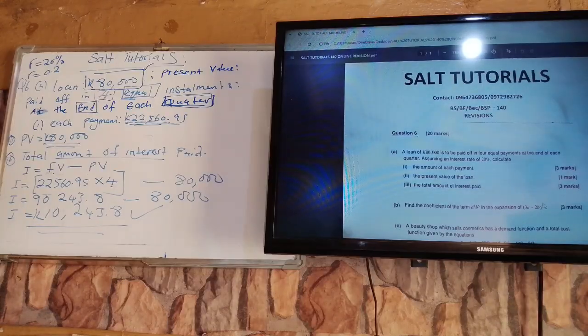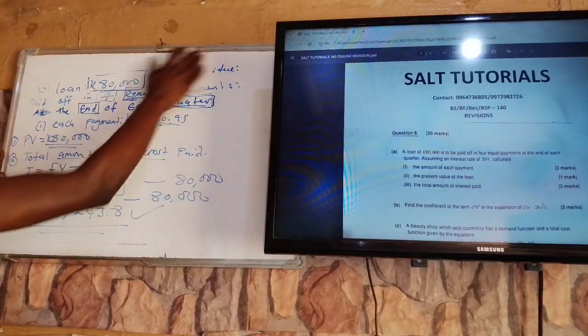So that is how you will handle question 6A under ordinary annuity. As long as you hear the concept of equal payments, remember annuity. Then from there, understand whether the payments are made at the beginning or at the end. If it is at the end, it is an ordinary annuity. At the beginning, annuity due. And remember all those formulas on ordinary annuity and annuity due. Okay, let's go to B. This can go. Let's go to B.